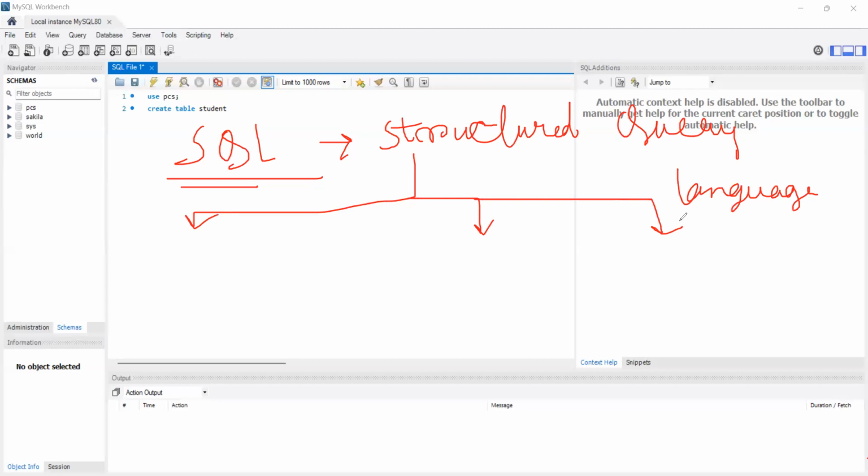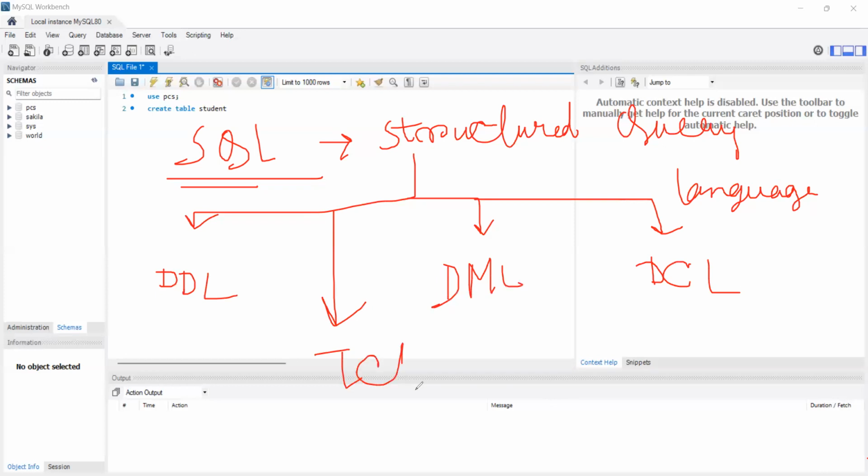Tell me one by one. How many types of structured query language? DDL first, then DML, then DCL, then TCL, and DQL, data query. Is there any types left? No, sir. Okay.